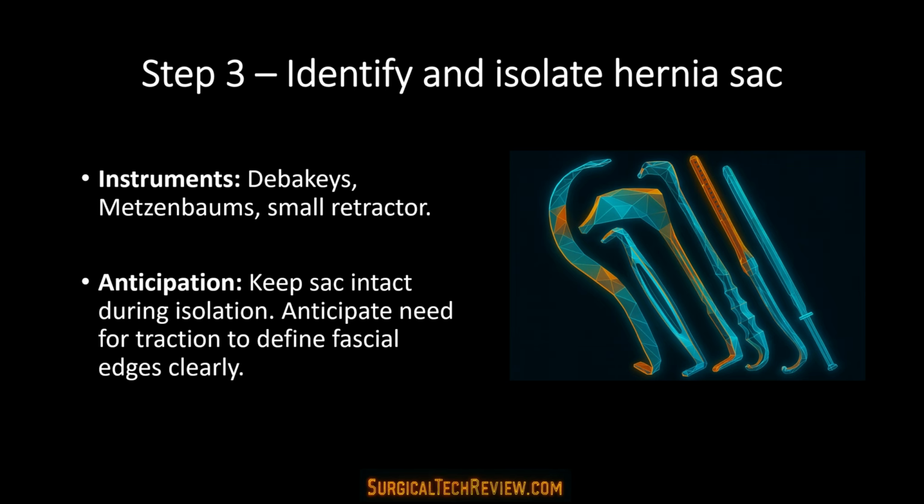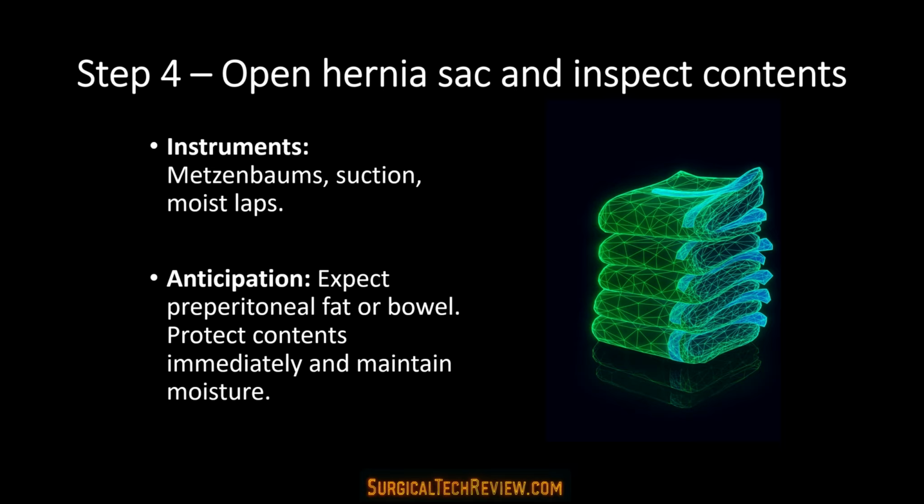Step 3. Isolate sac. Keep the sac intact. Clear identification of fascial edges improves repair quality. Instruments you may expect as a tech: DeBakey's, Metzenbaum's, small retractors. Step 4. Open hernia sac and inspect contents. Inspect bowel or preperitoneal fat. Protect contents immediately and keep laps moist. Things you can expect: Metzenbaum's, suction, moist laps.